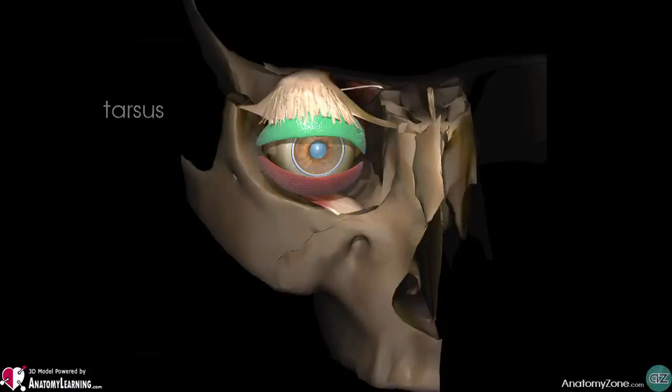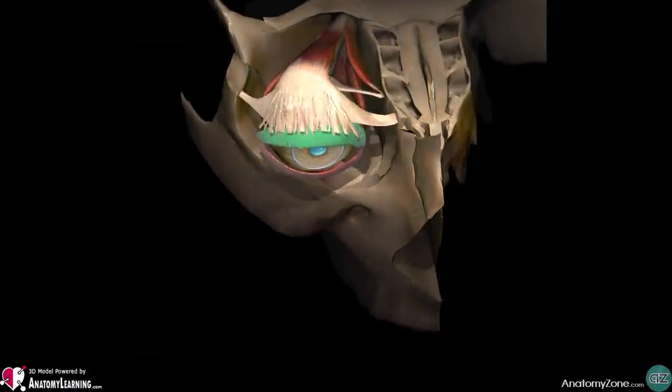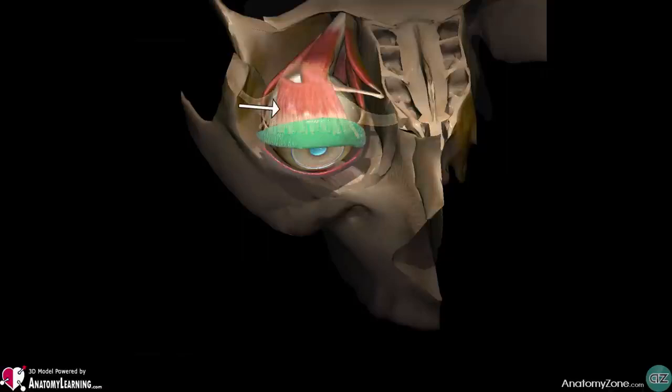A collection of smooth muscle fibers attaches from the levator palpebrae superioris to the superior aspect of the superior tarsus. This collection of muscles is known as the superior tarsal muscle and is innervated by the sympathetic nervous system.